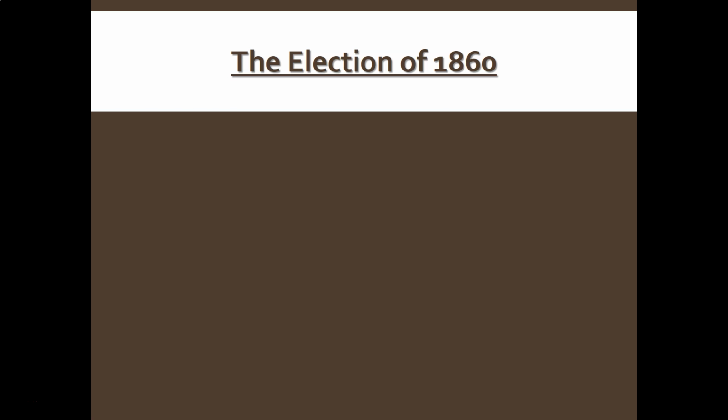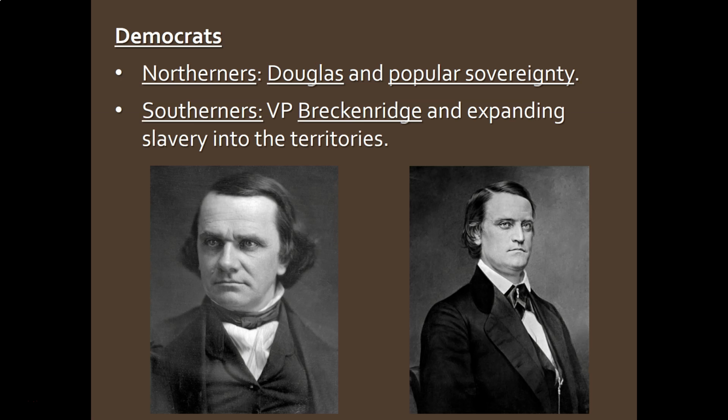Which brings us to the election of 1860. So, in our last video, I was talking about how the northern and southern wings of the Democratic Party are definitely heading in different directions. And by 1860, it's official. There are two Democratic parties. There's the Northern Democrats and the Southern Democrats. And the Northerners are going to nominate Stephen A. Douglas and put forth a plan of, once again, supporting popular sovereignty. Southern Democrats, however, are going to pick as their nominee the current Vice President, John C. Breckinridge of Kentucky. And his plan was to expand slavery into the territories.